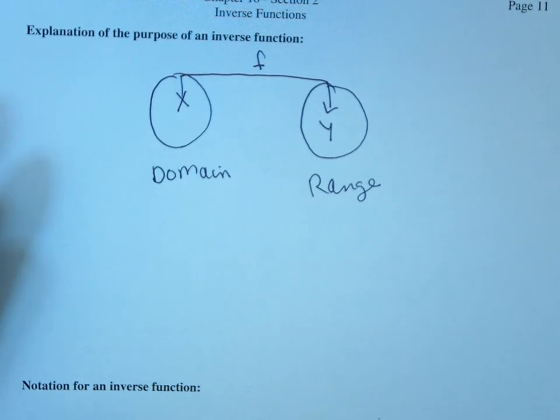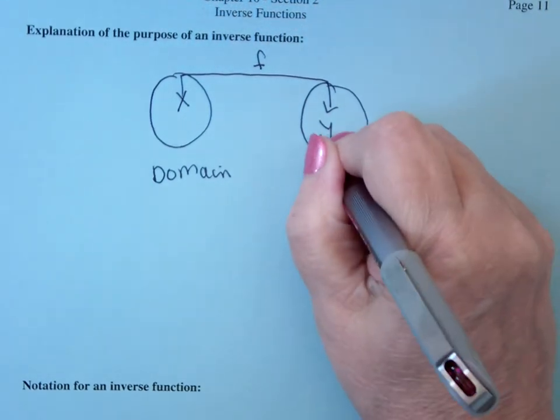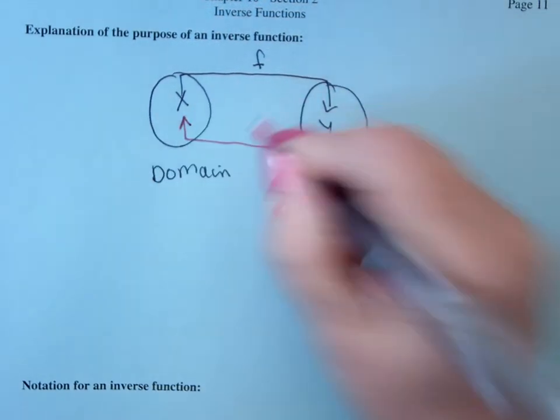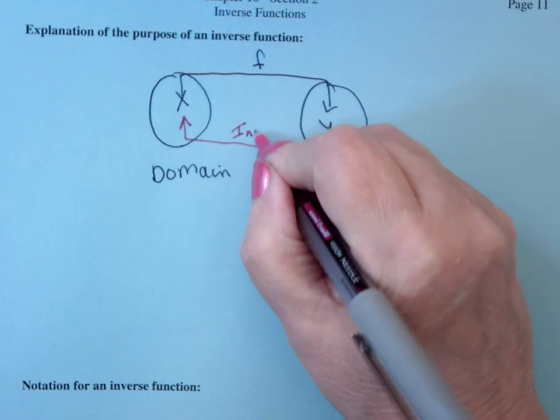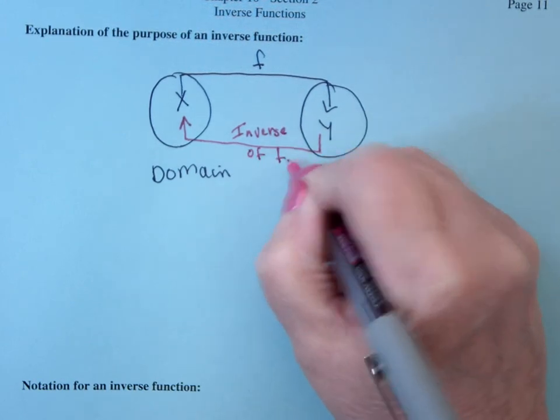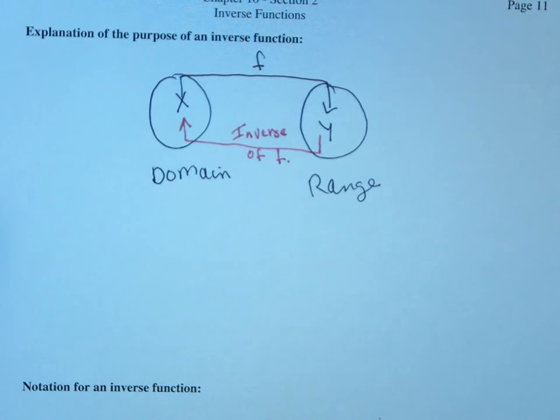Now, what the inverse function does is that it will pick up y values in the range, the inverse of f, and return them to x values in the domain. The reverse process is necessary because we actually use it for equation solving.